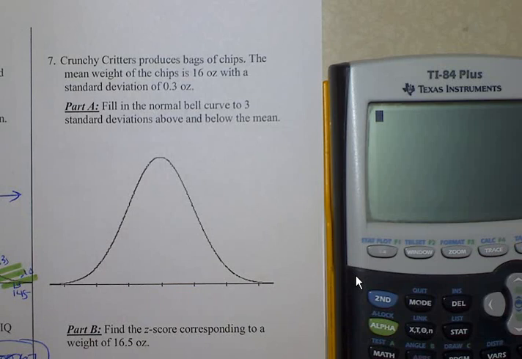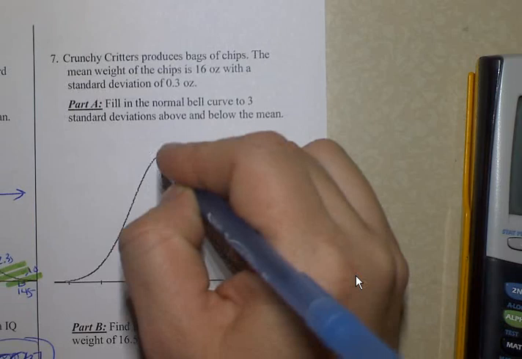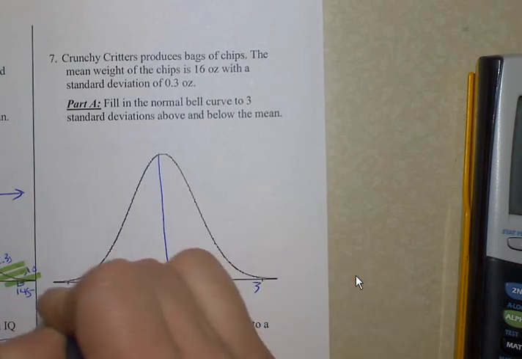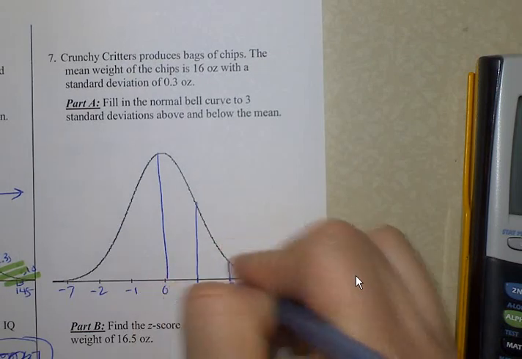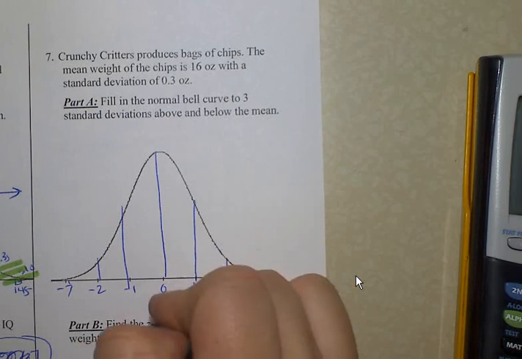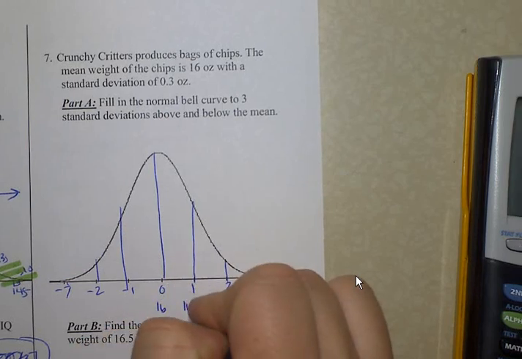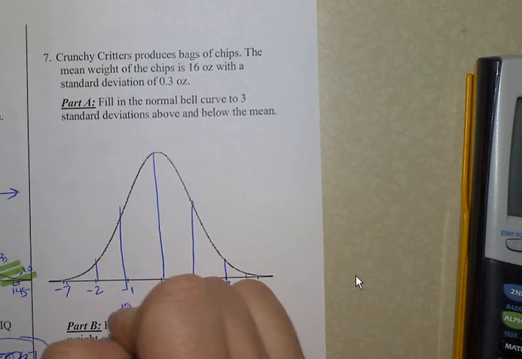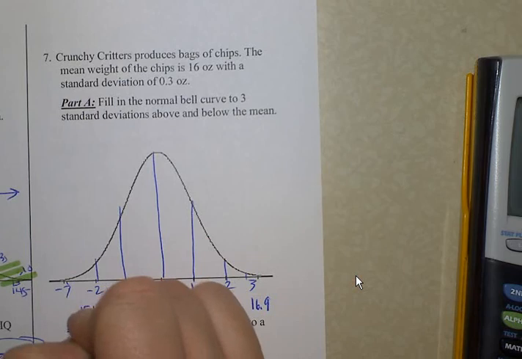Crunchy Critters produces bags of chips. That doesn't sound so good. The mean weight of the chips is 16 ounces. The standard deviation is 0.3. We're going to fill in this 3 above and 3 below the mean. So here's your 0, 1, 2, and 3, -1, -2, -3. And I'm going to add 0.3 to the mean of 16. So 16.3, 16.6, 16.9, going down. I'm going to make sure I don't make any mistakes here. 15.7, 15.4, 15.1.